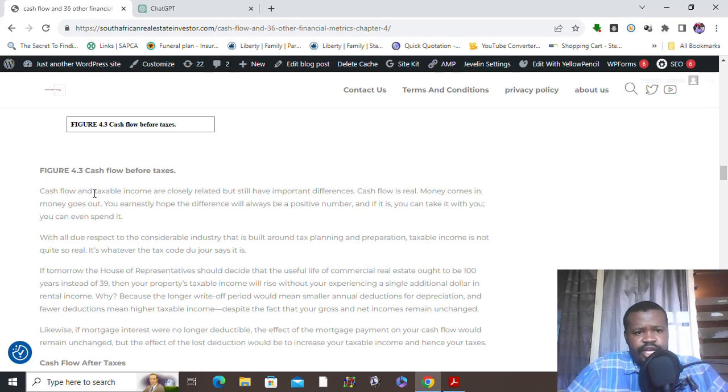Cash flow and taxable income are closely related, but still have important differences. Cash flow is real. Money comes in, money goes out. You earnestly hope the difference will always be a positive number, and if it is, you can take it with you and you can even spend it.